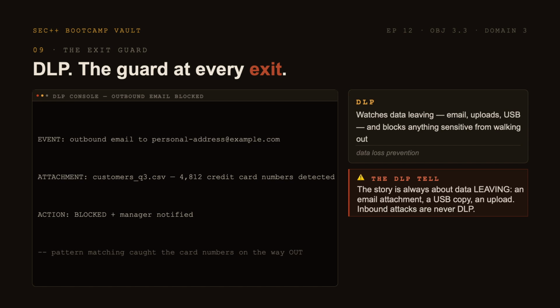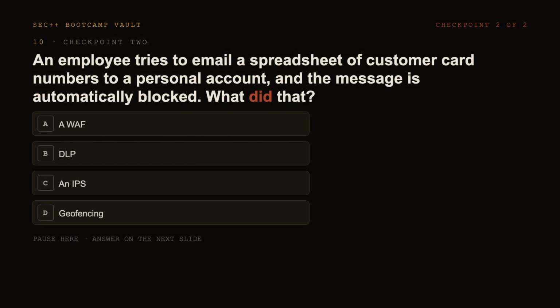The one new tool, DLP, Data Loss Prevention, it is the guard at every exit. It watches data leaving through email, uploads, or USB drives, recognizes sensitive patterns like card numbers, and blocks them from walking out. Look at the console. An outbound email with 4,000 card numbers in the attachment. Blocked, manager notified. The exam tell is direction. If the story is about data leaving, an attachment, a copy to USB, an upload, the answer is DLP. Inbound attacks are never DLP.